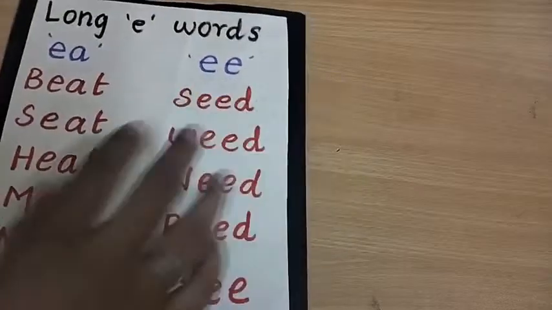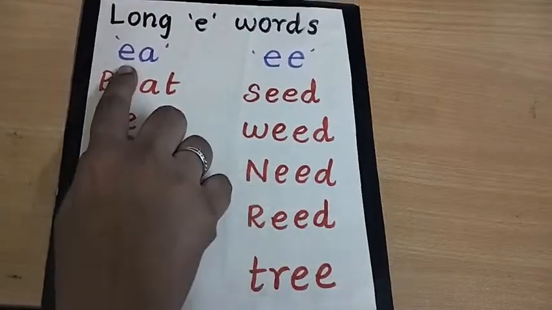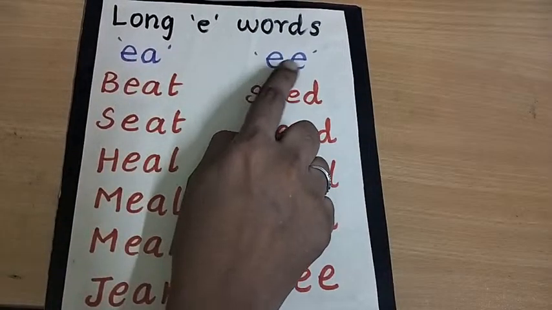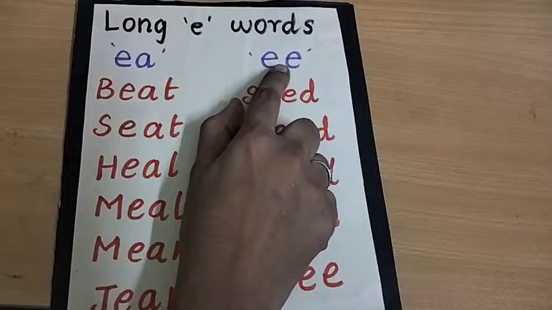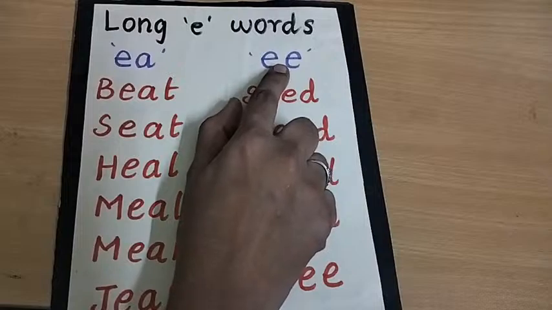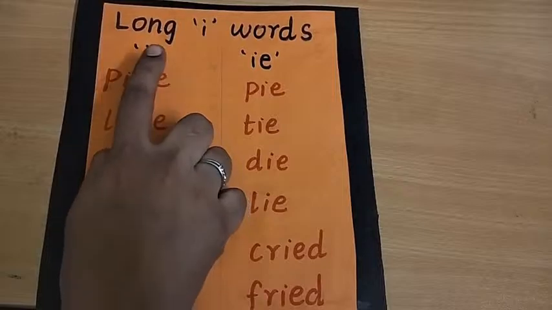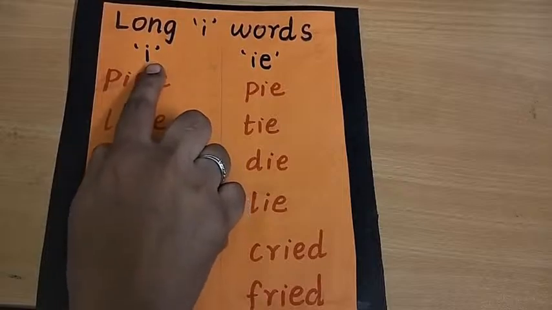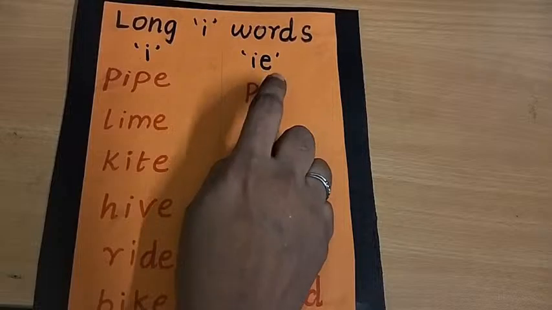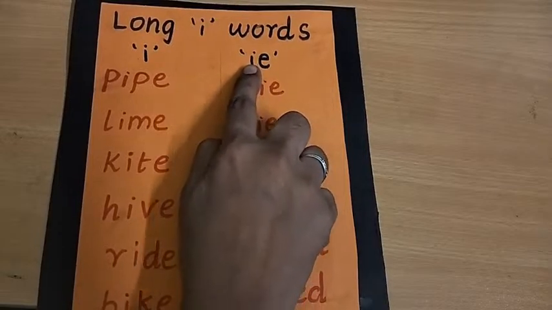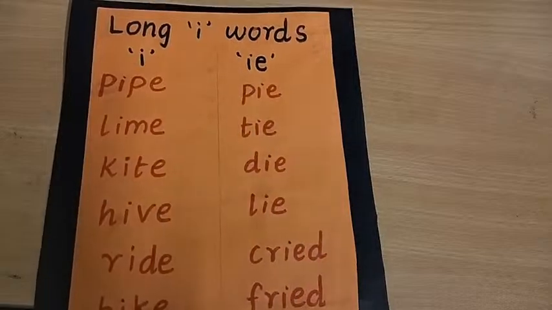Okay. Next is letter E. In the case of E, what we have seen is E A. The first vowel takes its longer sound. In the case of E E, the first vowel takes the longer sound of E. Okay. Next is your letter I. In long I words, I consonant E also takes the longer I sound. Next, I E, the first vowel takes its longer sound, that is I. This is long I vowel words.